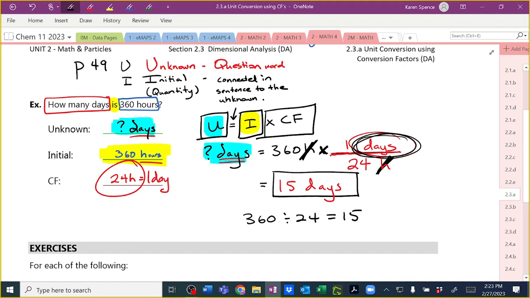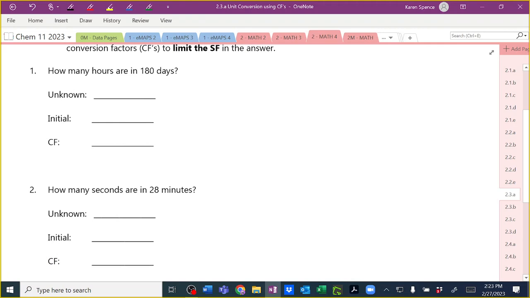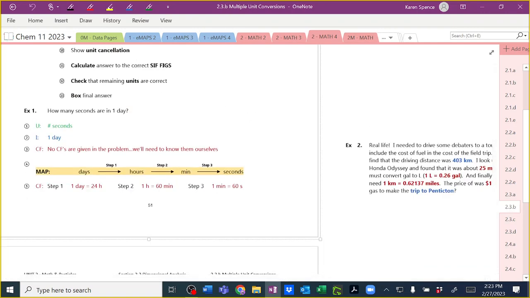Okay. So we are not going to go straight away to the exercises. I'm going to leave those because today we are supposed to be doing multi-step conversions. Okay, so this is on page 51.